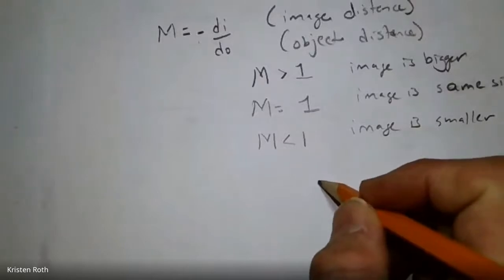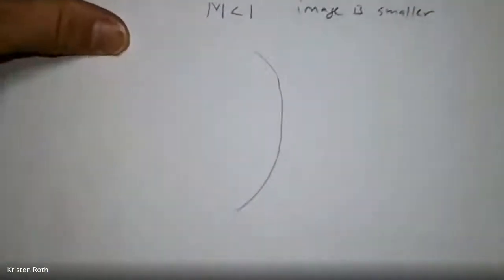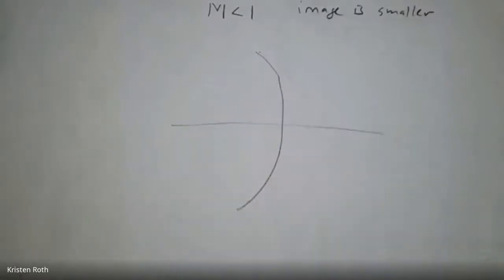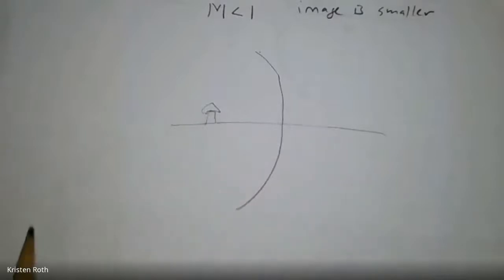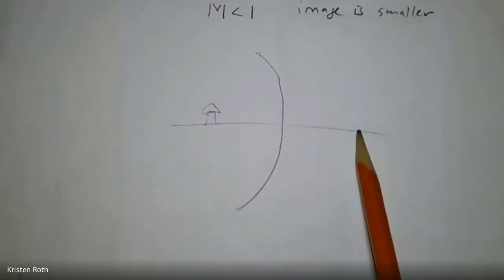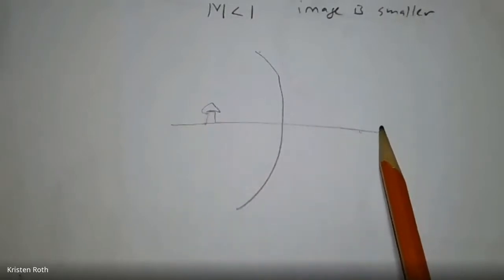Let's do the concave mirror. This is kind of where the math comes in. You kind of want to think of it like a quadrant. So if the object is here, and then you have a virtual image and the distance is over here, your image distance is going to be a negative, right?